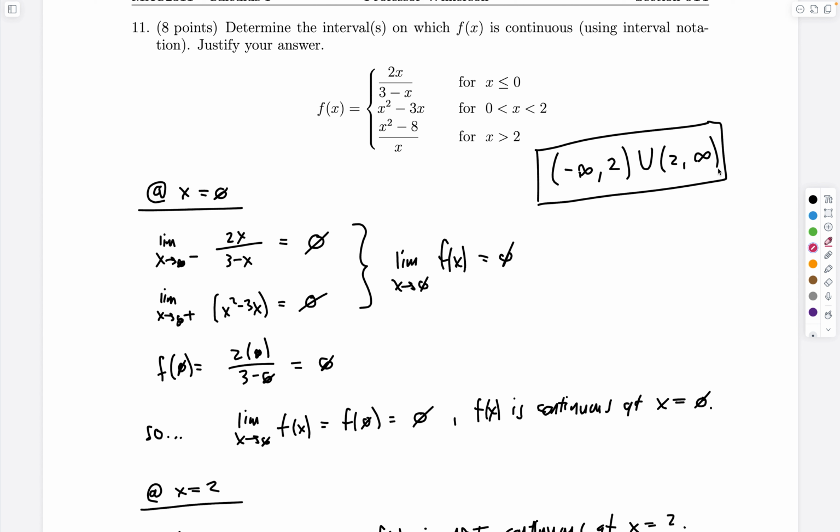But hopefully this makes sense. We looked for the points of concern. We found that really only 0 and 2 were of concern. And we did the flow of finding continuity by checking the limits, checking the y values, and seeing if those are equal. Okay? Perfect. That is question 11.